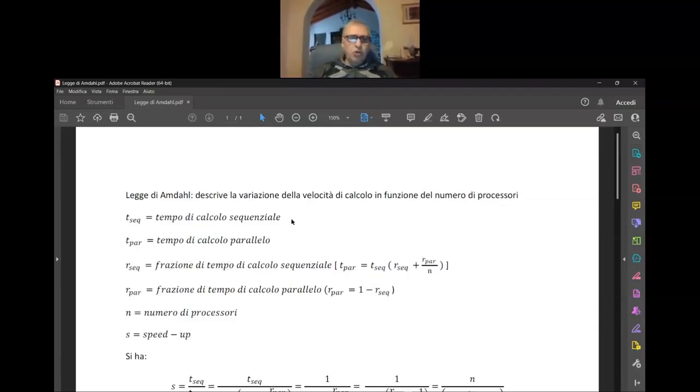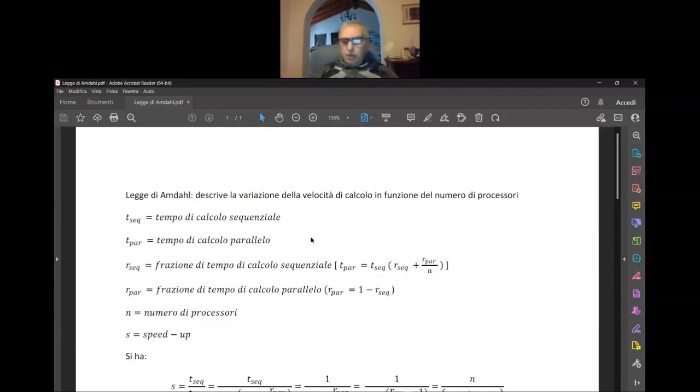We have a sequential computation time, which is that of the system when only one microprocessor is running. A parallel computation time when we can use n microprocessors, the number below. Actually, it might seem at first glance that we simply divide the time taken by the number of microprocessors and we get the parallel time.